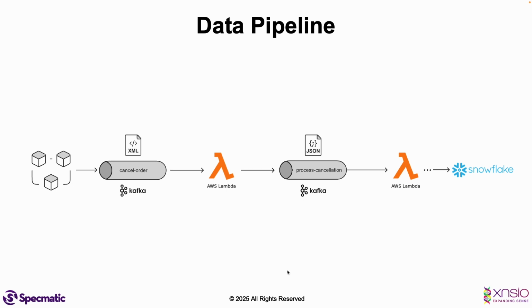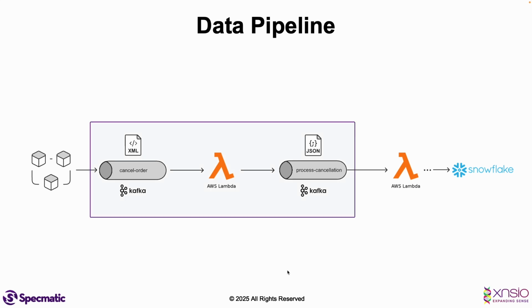So let's focus on one segment of the pipeline for now, which happens to be the first segment in this case. As a first step, we can document this flow in an AsyncAPI specification. Let's take a quick look.